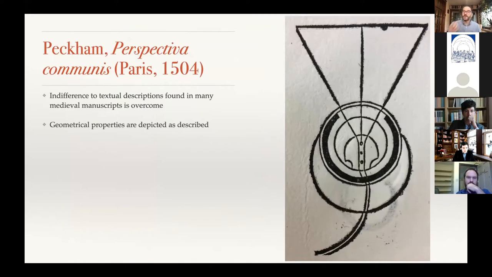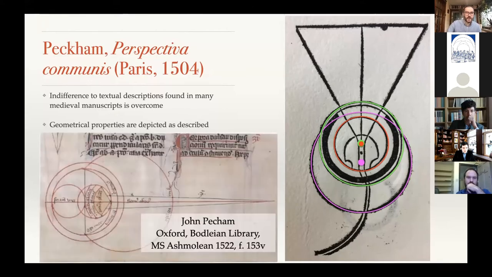But interestingly, in the move to print, a lot of this indifference was resolved, and you get quite a nice visual representation of these textual features. So here we have indeed the centers of the various parts of the eye, and the cornea and the anterior of the crystalline humor do indeed coincide in the image itself. If we compare this to a typical manuscript image, they clearly don't.